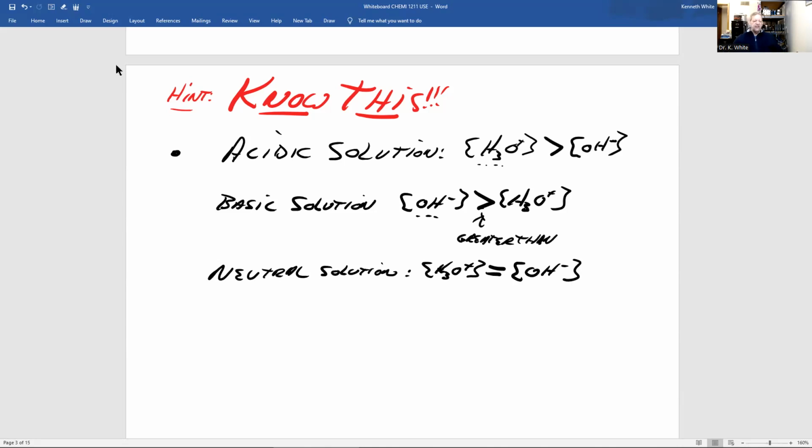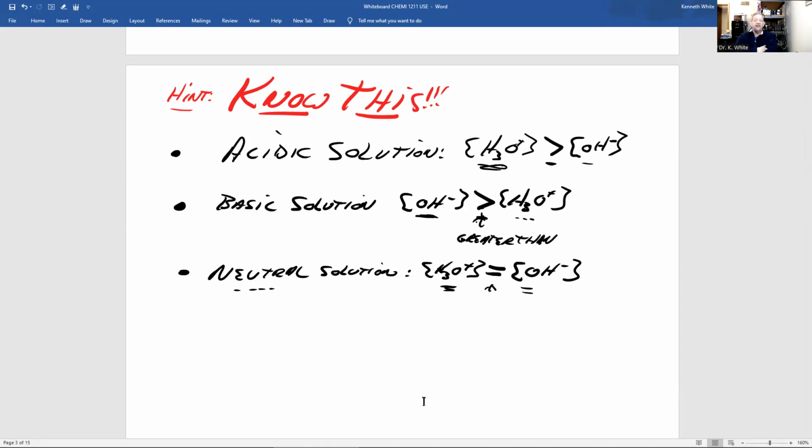So, acidic solution, hydronium ion concentration is greater than hydroxide. Basic solution, hydroxide is greater than hydronium. And finally, a neutral solution, hydronium is equal to hydroxide concentration. And these are terms we use in our daily life. Is that acidic? Is that basic? Or is that neutral? Now, it turns out your blood is just about a neutral solution.